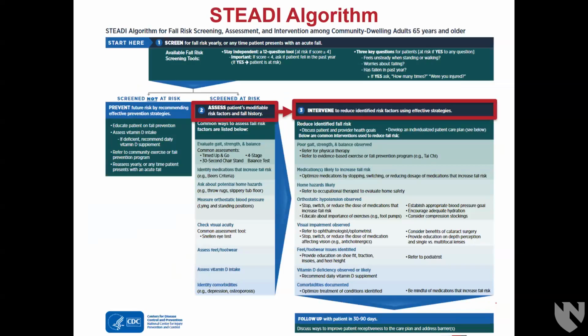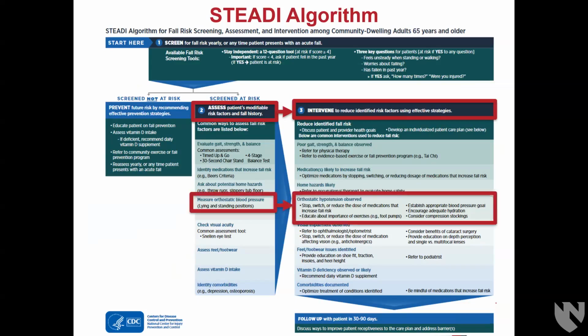Here, I'm highlighting those steps of assessment of specific risk factors, which then leads to intervention for any risk factors that are present. Here, I'm highlighting the specific risk factor of orthostatic hypotension to show you that it is one of many risk factors that can be assessed, and the suggested interventions that follow should the patient be identified as having orthostatic hypotension.